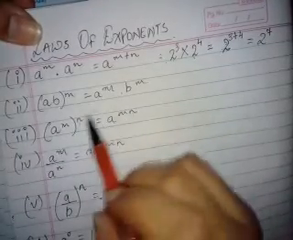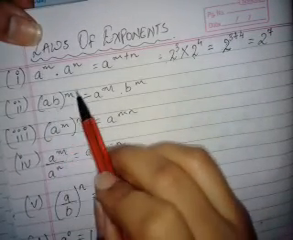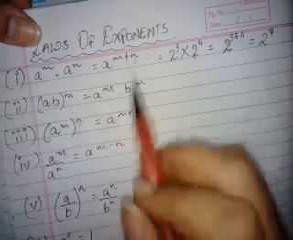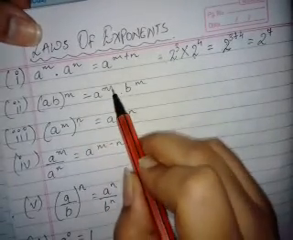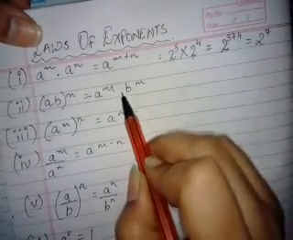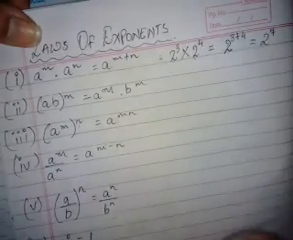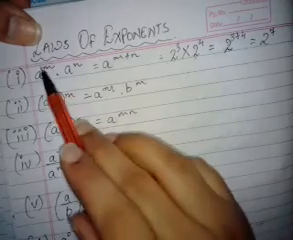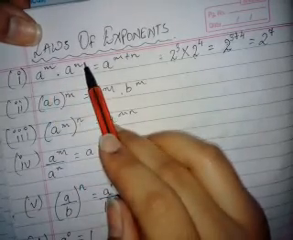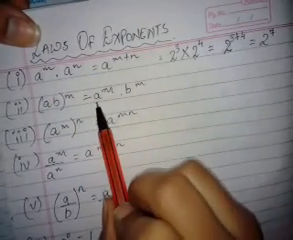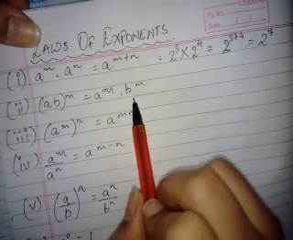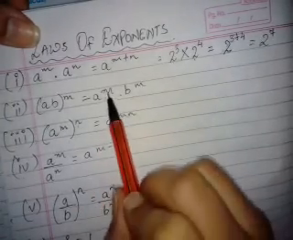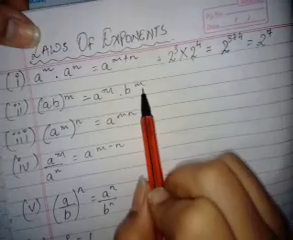Next law says a multiply b to the power m equals a to the power m multiply b to the power m. In the previous case your base was the same but the exponent was different. In this case your base is different but your exponent is the same.